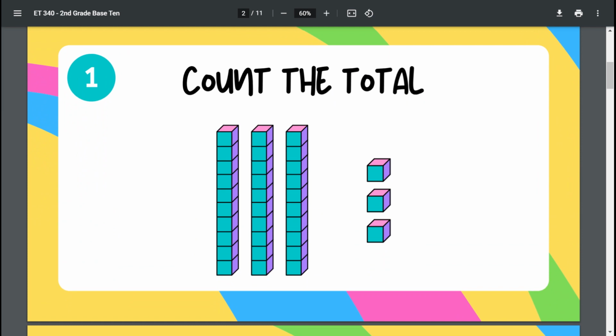This one says to count the total. In this picture, we have 3 of your 10s, which if you count by 10, you have 10, 20, 30. So you have 30 on this portion, and you have 3 ones. So in total, you have 30 and 3.